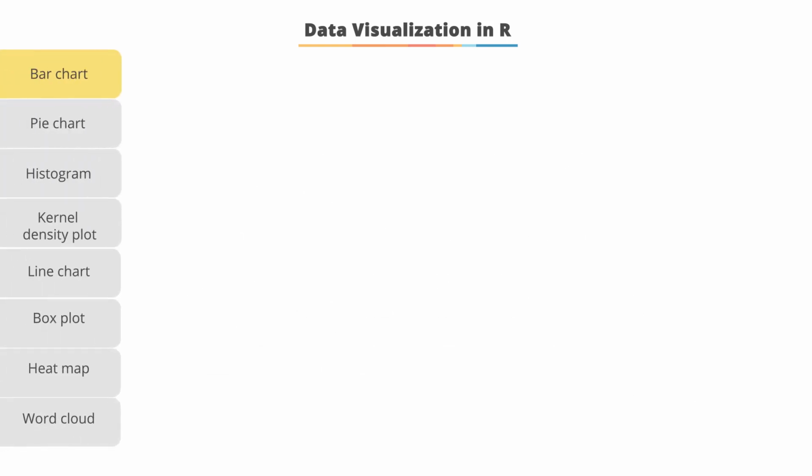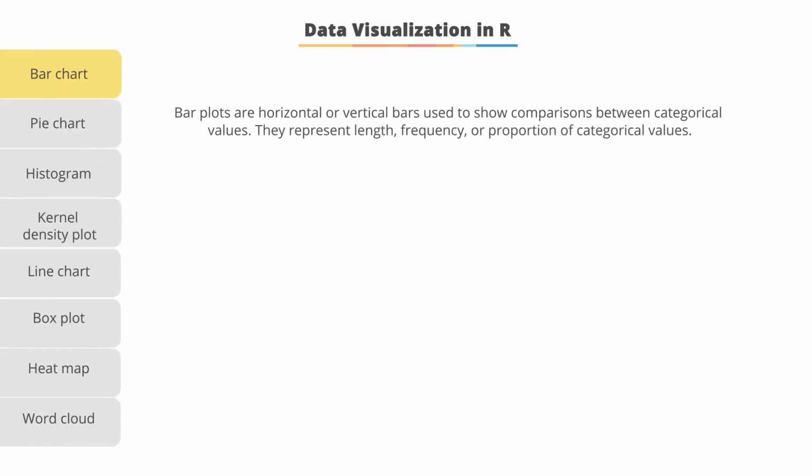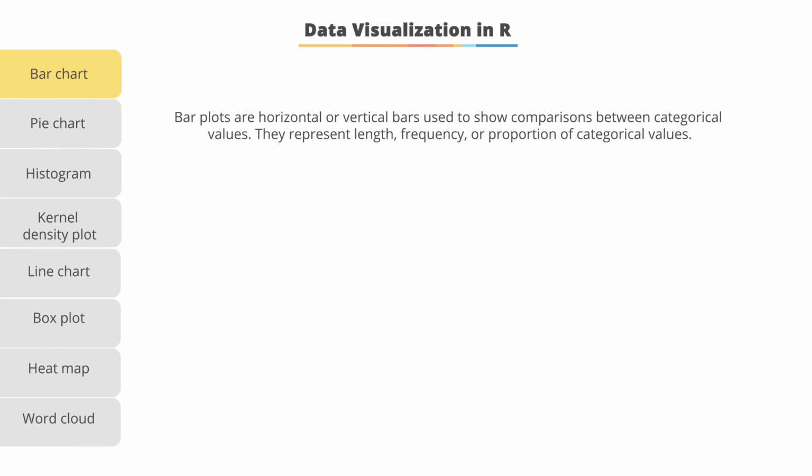So the first one we'll focus on is bar plots. Bar plots are horizontal or vertical bars used to show comparisons between categorical variables. They represent length, frequency, proportions, any type of categorical value you can think of. The syntax is simple, it's just barplot of what you're trying to graph.